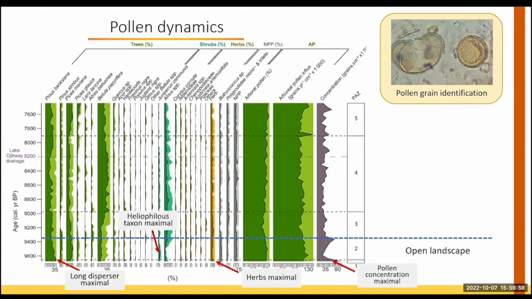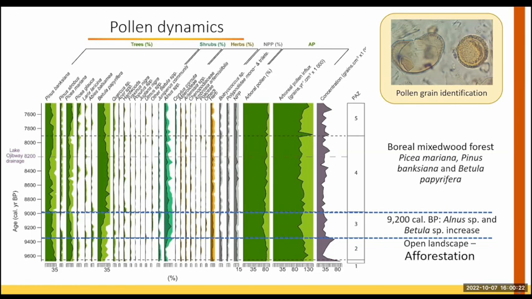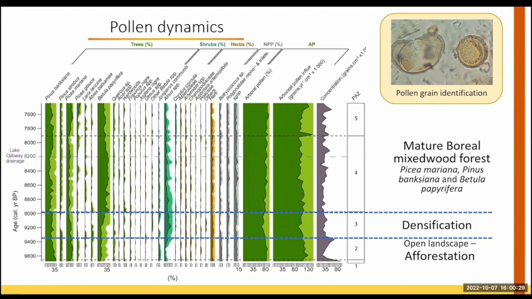And so this open landscape was followed after 9,300 years ago by a decrease of Pinus and Picea, and around 9,200 years ago by an increase of Alnus and Betula, as you can see here. After that, it was mostly a boreal mixedwood dominated by Picea mariana, Pinus banksiana, and Betula papyrifera. So we consider this zone as the afforestation stage, followed by a densification, that ended up in a mature boreal mixed forest that corresponds to the actual biome.